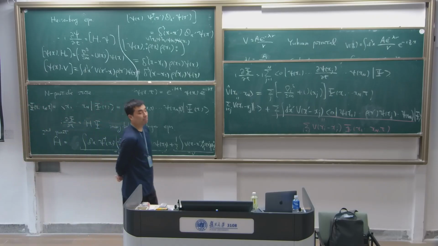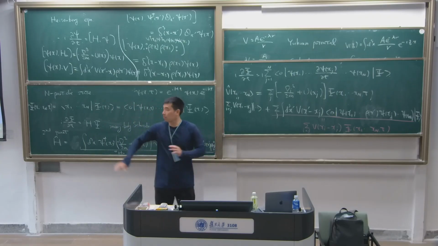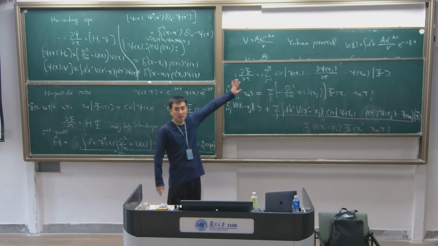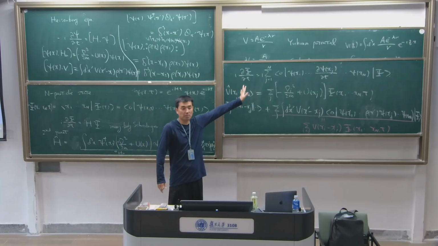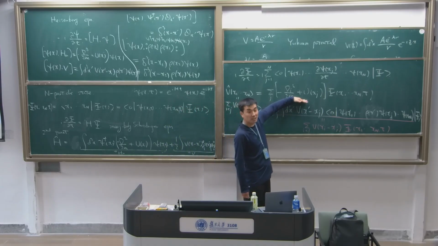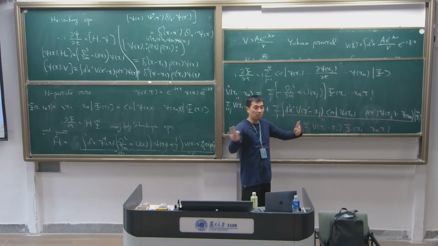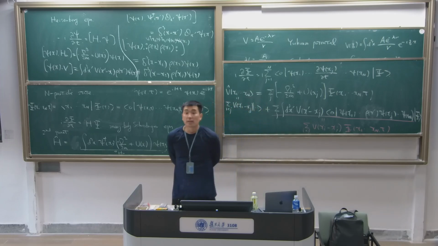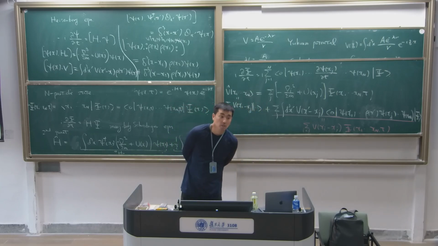So if you use the second quantization Hamiltonian and use the commutation relation, you will get the many-body Schrödinger equation. This is the Schrödinger equation for a single particle. Okay, single particle. This is the interaction between the other particles. Any questions at this moment?